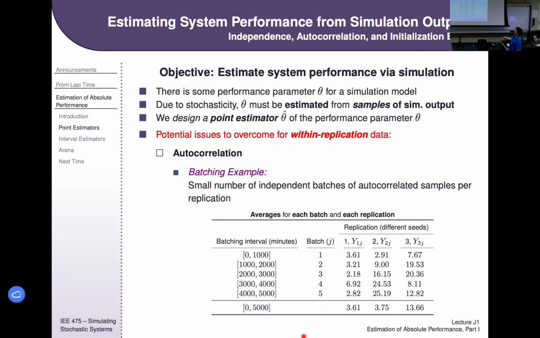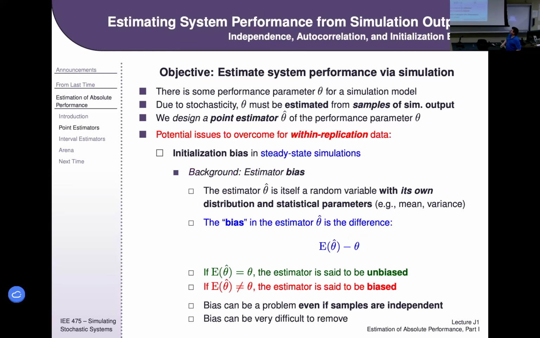I gave examples of this already, where you've got autocorrelation within a replication, which means that you can't treat these as independent replications. You can only go across replications.